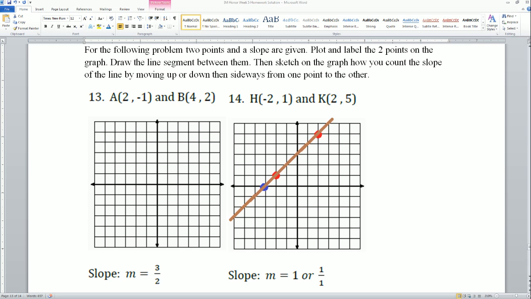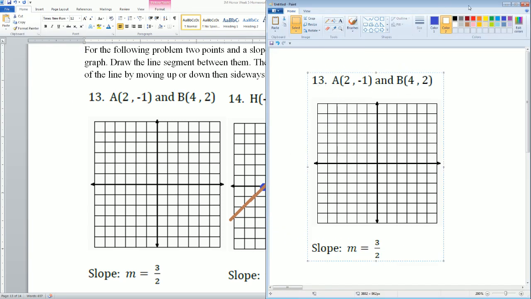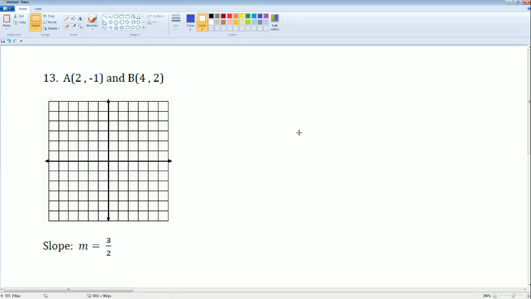Give me a second here. I'm grabbing Paint right now. All right, so here we go. So, let's do A. 2, positive 2, negative 1 is right here. This is going to be A.